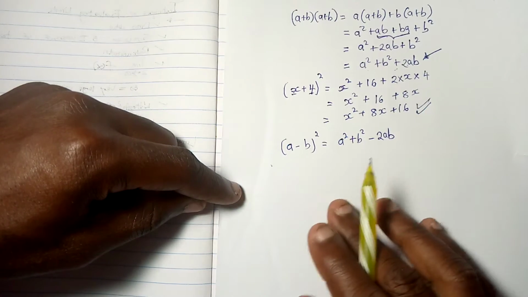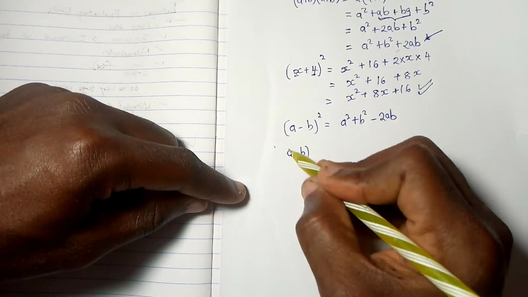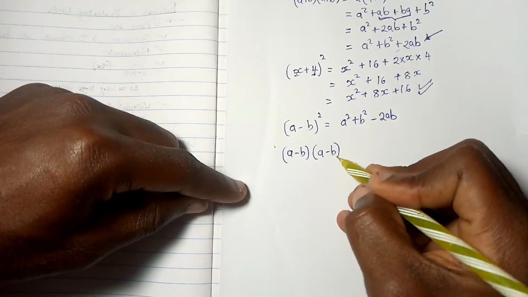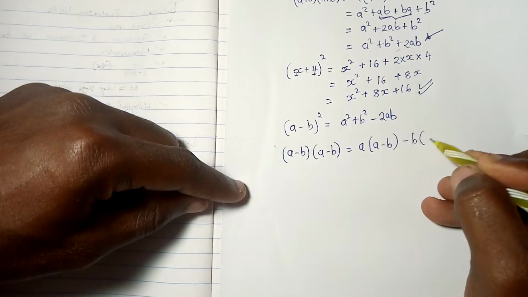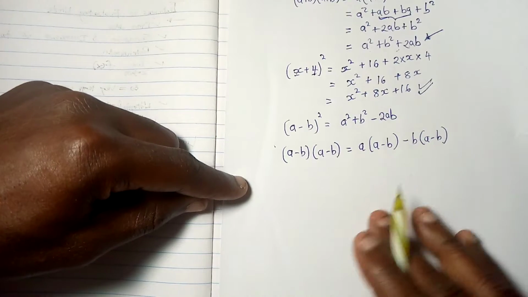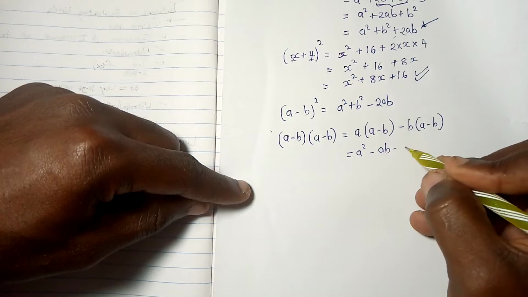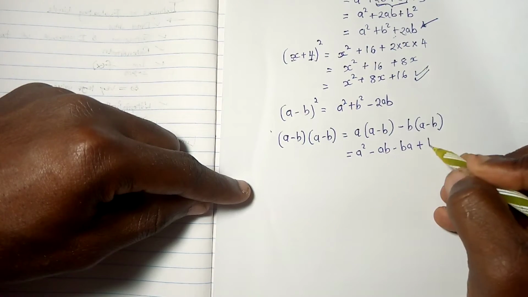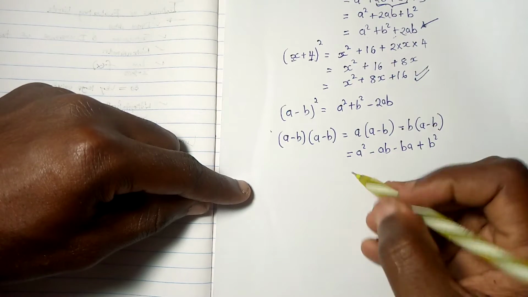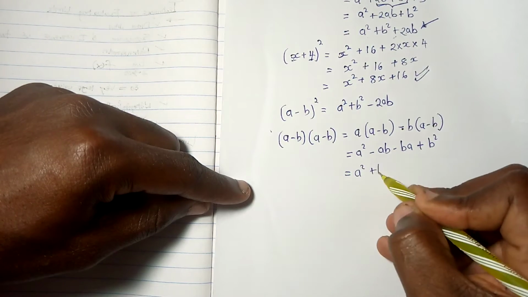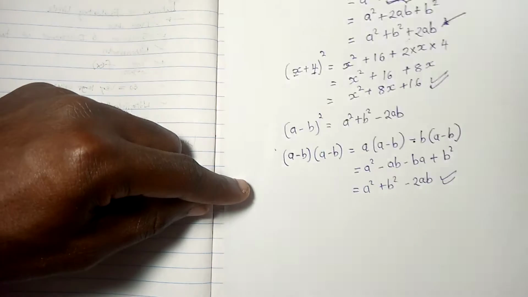So how do we prove that this is the case? To prove that this is true, we are going to have a minus b multiplied by a minus b. Then if we open the brackets, you're going to get a squared minus ab minus ba plus b squared, because minus b times minus b gives a positive b squared. So I can rearrange this to a squared plus b squared minus 2ab. So I've already proven that that is the case.